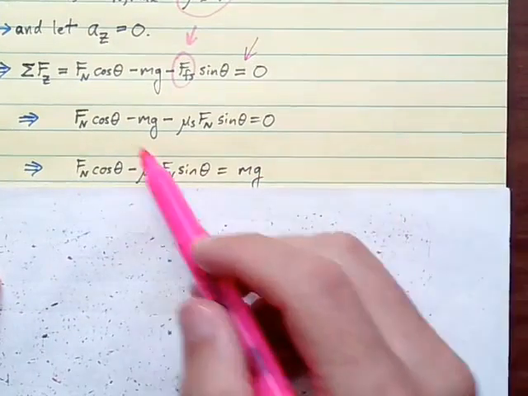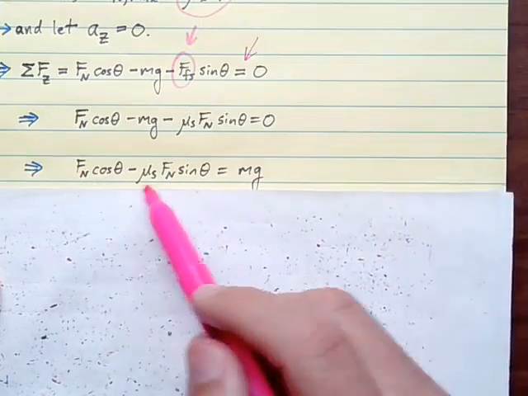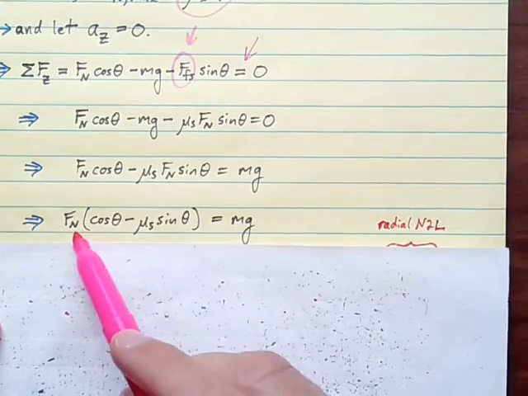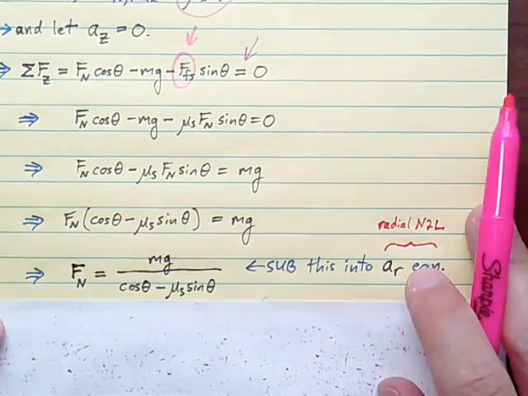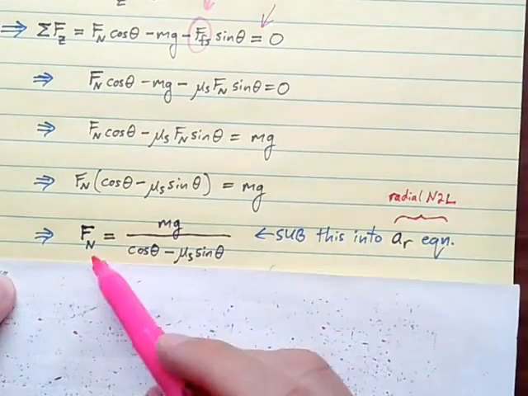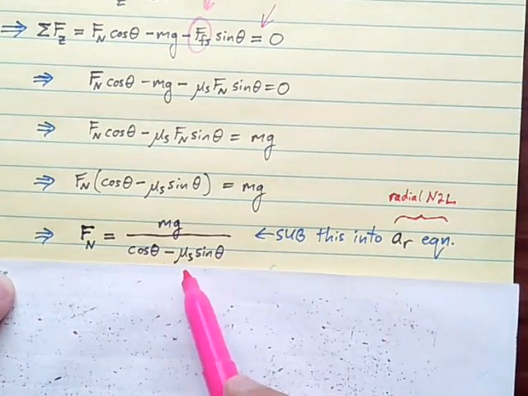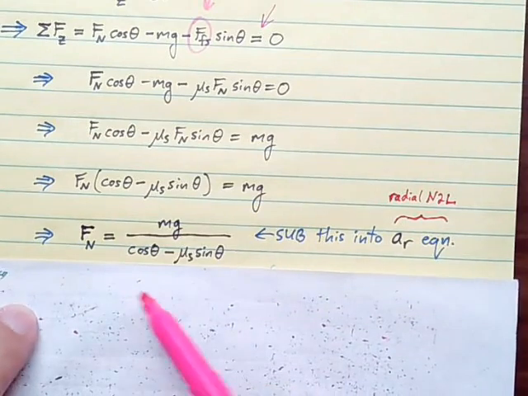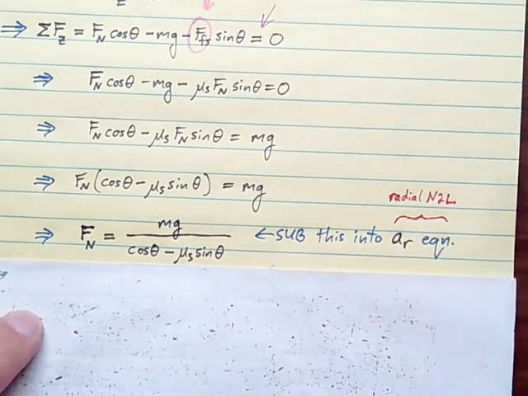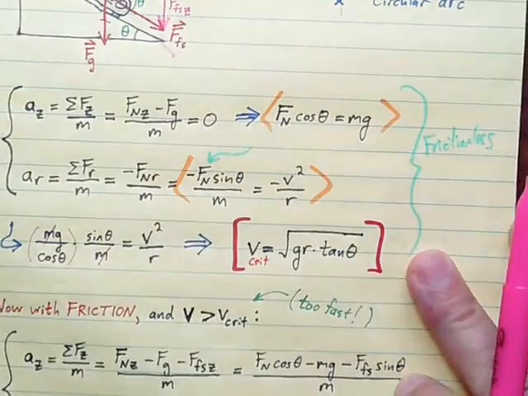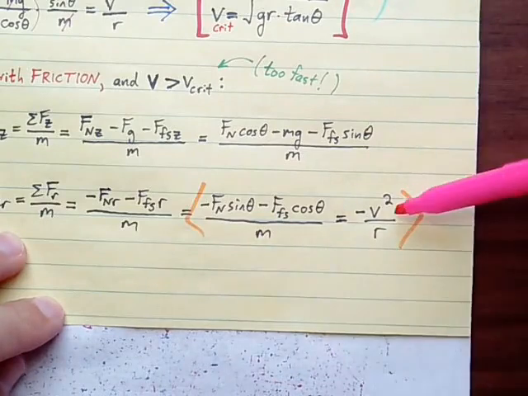If I add mg over to this side, I see on this side I've got Fn on both terms, so I can factor out that Fn. Factoring it out gets us here, and I can divide both sides by this business in parentheses to conclude that our normal force can be expressed as mg over cosine theta minus mu s, the coefficient of static friction, times sine theta. And now this expression I can sub into our radial Newton's second law equation. So I'm going to sub that into here to try and solve for that speed.